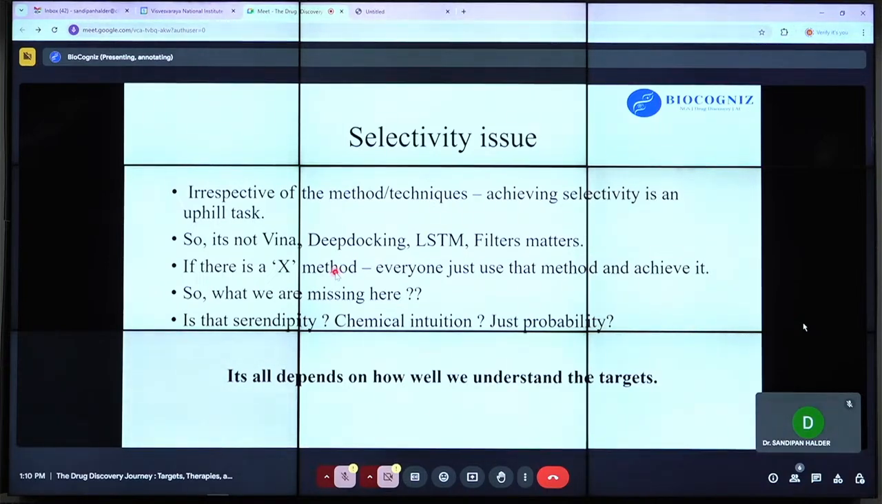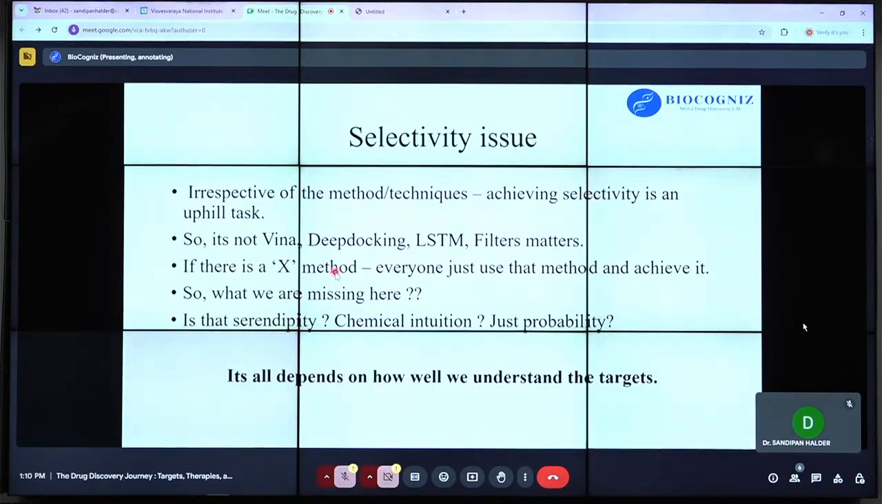Irrespective of the methods and techniques we use, we are not able to achieve that selectivity, right? We are able to get the inhibitor, find the therapy, identify the target. It's all fine. But the question is, can we identify a compound which is side-effect free, or which binds only with the protein of our interest and does not go and bind to any other protein? If not, why are we not able to find it?